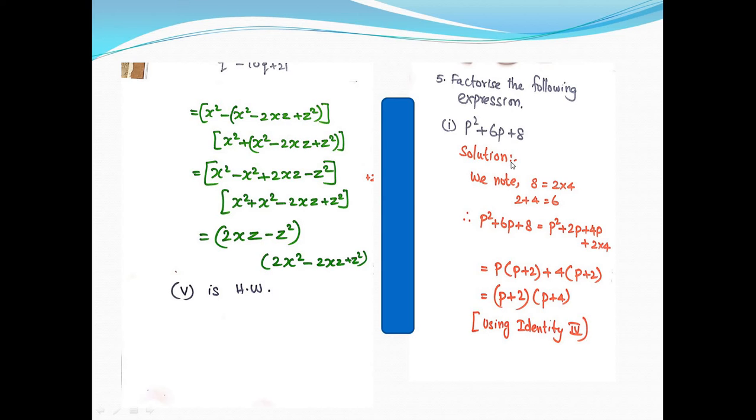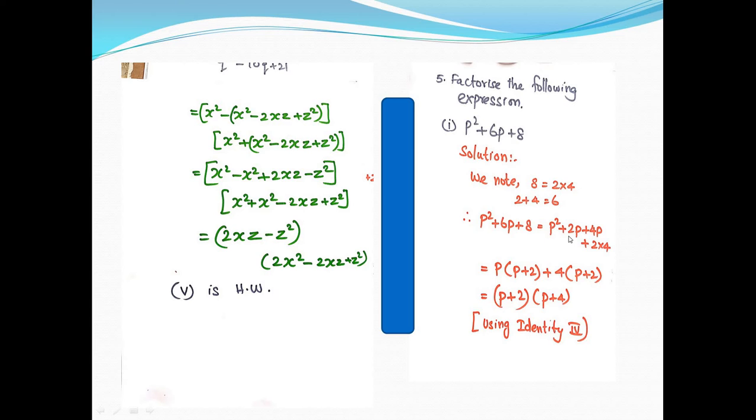The solution for this is, we note that 8 is the product of 2 multiplied by 4, and the sum of 2 and 4 equals 6. We know this. So, we can rewrite the given expression p square plus 6p plus 8 as p square plus 2p plus 4p plus 2 multiplied by 4.